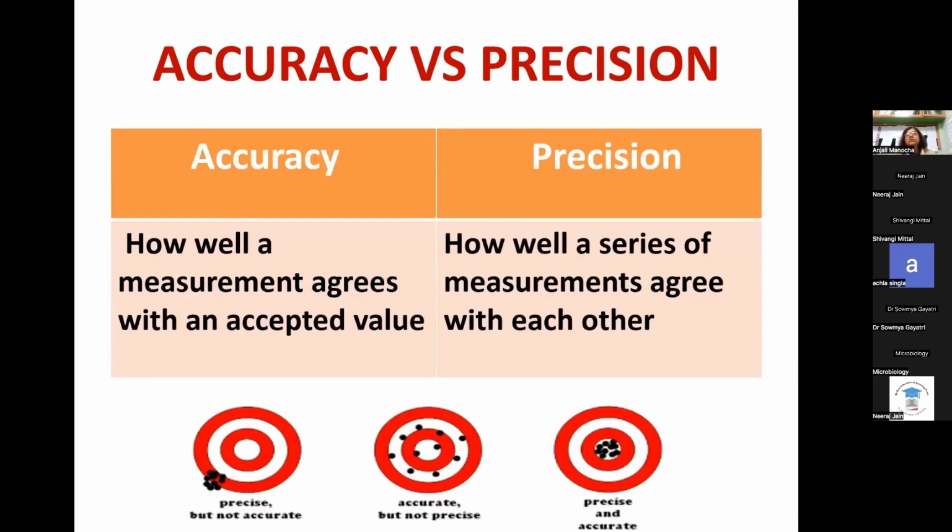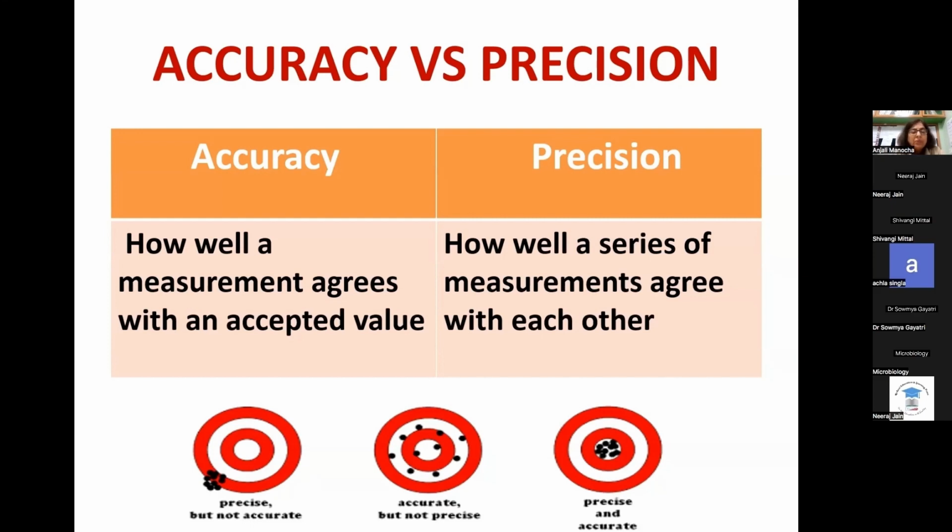Now, two terminologies which are very, very important in labs when we are working in the lab, and that is accuracy and precision. And we cannot move on to our understanding of what exactly is an IQC until we understand what exactly is accuracy and precision. Now, accuracy means how well a measurement agrees with an accepted value. We have a mean value. How close is our value to that mean value? And precision is how well a series of measurements agree with each other.